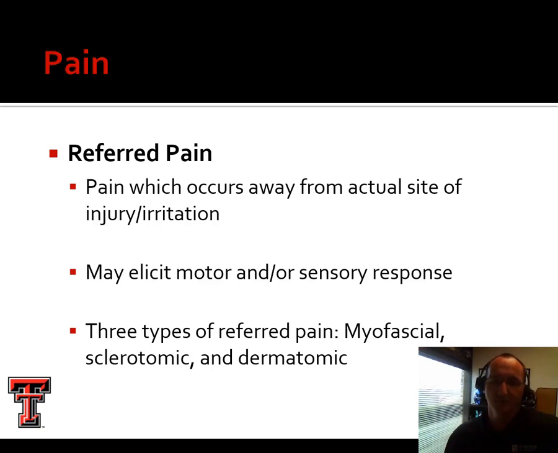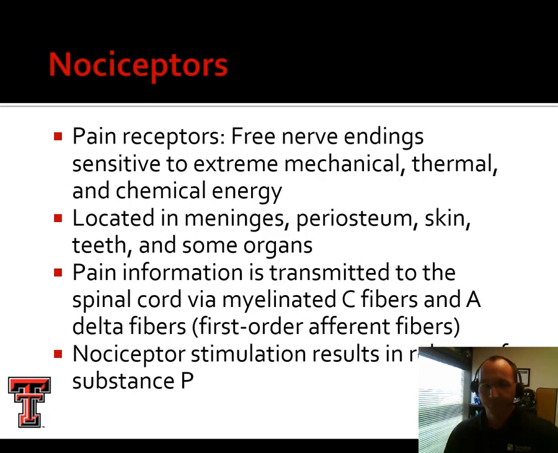Now, pain can be referred, and that's where we feel it in a location other than where it actually hurts. Pretty common that back pain will manifest somewhere in the legs or in the feet. It can elicit motor and sensory response. We can end up with inhibition. Your body starts to shut down muscles so that hopefully you'll stop doing whatever it was that caused the pain to begin with. Three types of referred pain: myofascial, sclerotomic, and dermatomic. We won't really get into that. That's in your textbook. You can take a look at it if you want to, but that's really kind of deeper than this course needs to be.